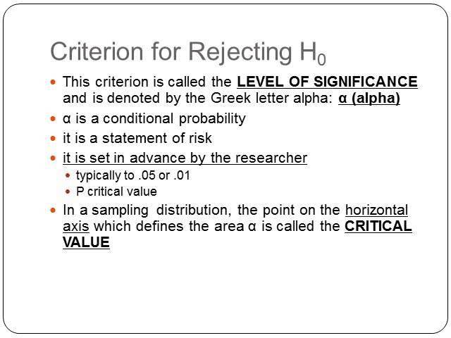Criterion for rejecting the null. This criterion is called the level of significance. Already mentioned it as alpha, and it's a conditional probability. It's a statement of risk. It is set in advance by the researcher. Again, 0.05 or 0.01 are typical values. You may sometimes hear someone using a 0.1 or a 0.005, depending on their field and their conventions. In a sampling distribution, we tend to put this point on the horizontal axis, and it will define our critical value.